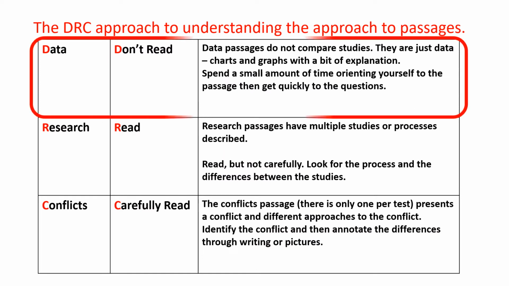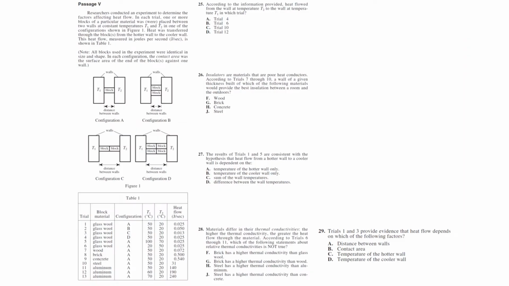So our DRC approach, D means data and don't read. We're just going to quickly orient ourselves to the passage. So in this passage, it looks like they're determining how heat flows between two items. They have two walls with blocks between them with different orientations. They're heated, looks like at a constant temperature. The block looks like it's different types of material, different configurations, temperatures of each wall, and the amount of heat flow. That's it, just a quick orientation.